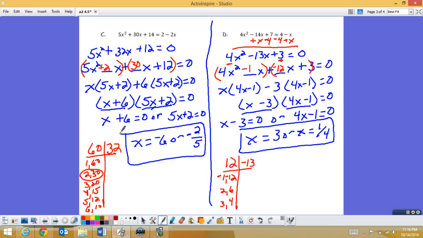Which means that the x-coordinates of the intersection of this parabola and this line, hopefully you can tell me that the y-intercept is 2 and the slope is negative 2. The x-coordinates of those points of intersection are negative 6 and negative 2/5. That's what that means graphically.